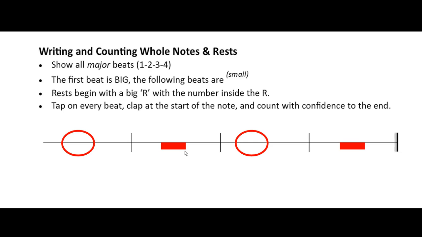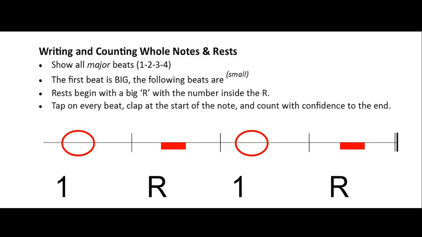We're going to show all major beats. That's one of the first rules we have for writing and counting rhythms. So at the beginning of the year, that's always going to include 1, 2, 3, and 4. The first beat is going to be big, so if you hear it, we're going to write it big, and the following beats we're going to write small and in parentheses. If it's a rest, we're going to begin with a big R and then put the number inside the R, and you'll see that just a little bit. Then we will tap on every beat with our foot, clap at the start of the note with our hands, and count with confidence to the end.